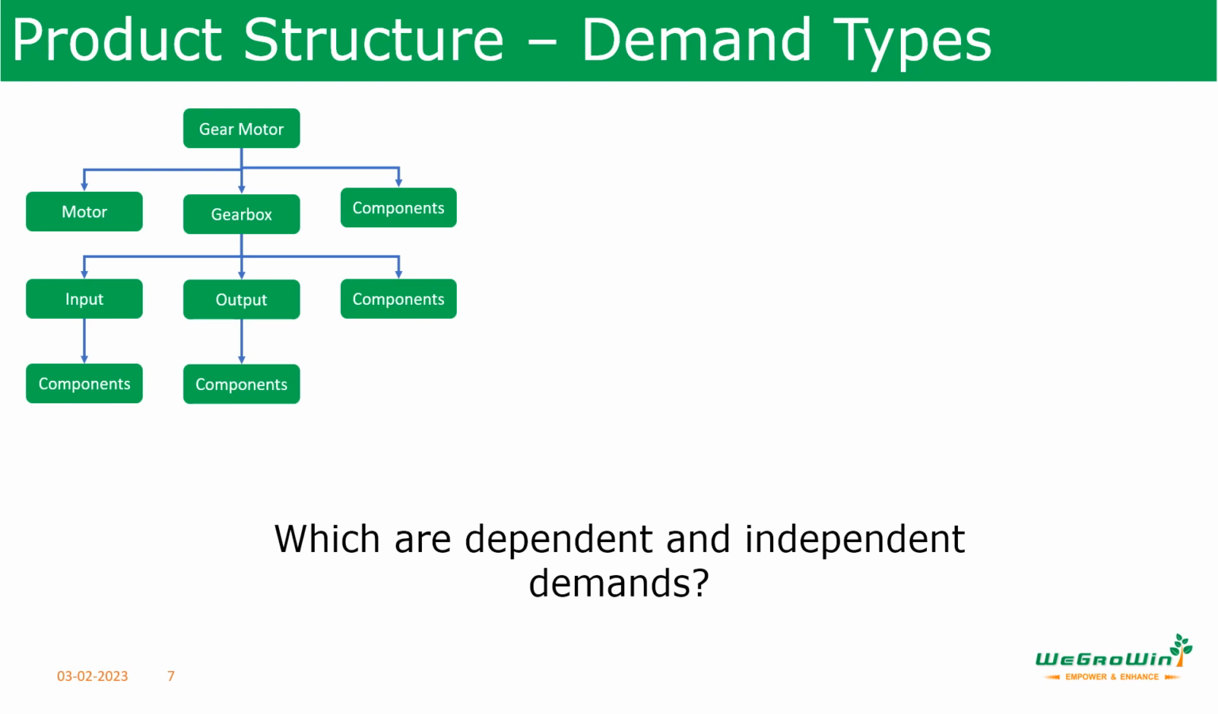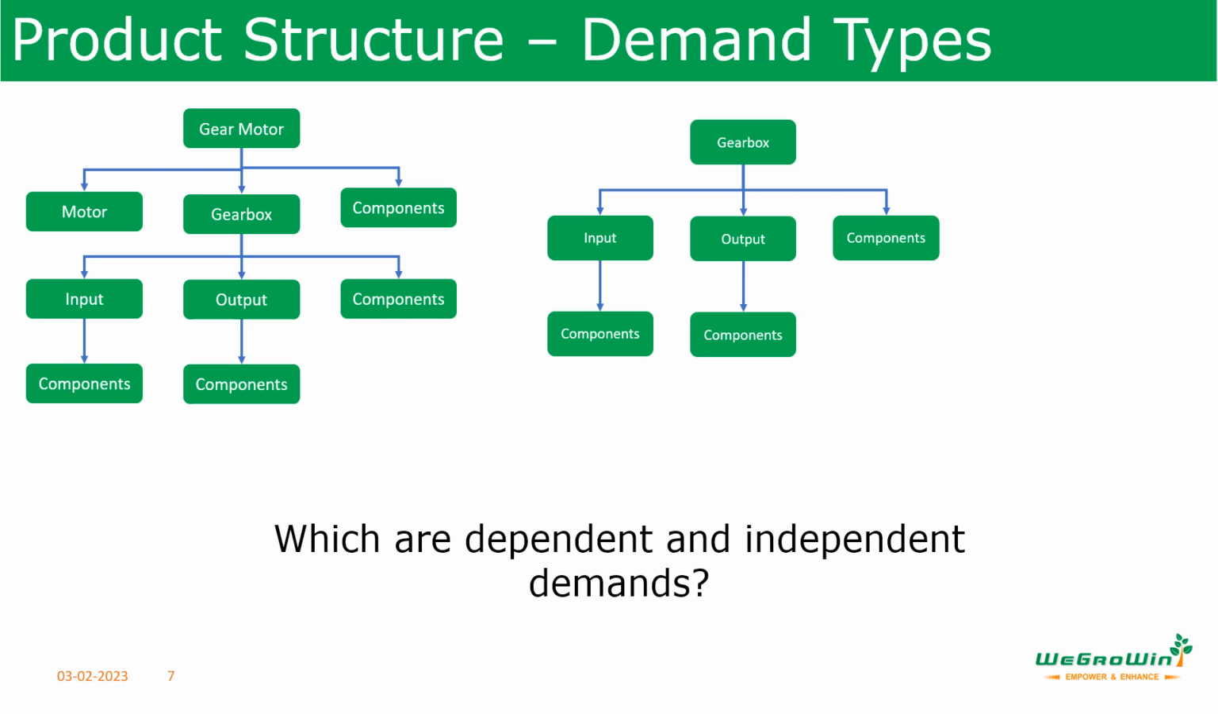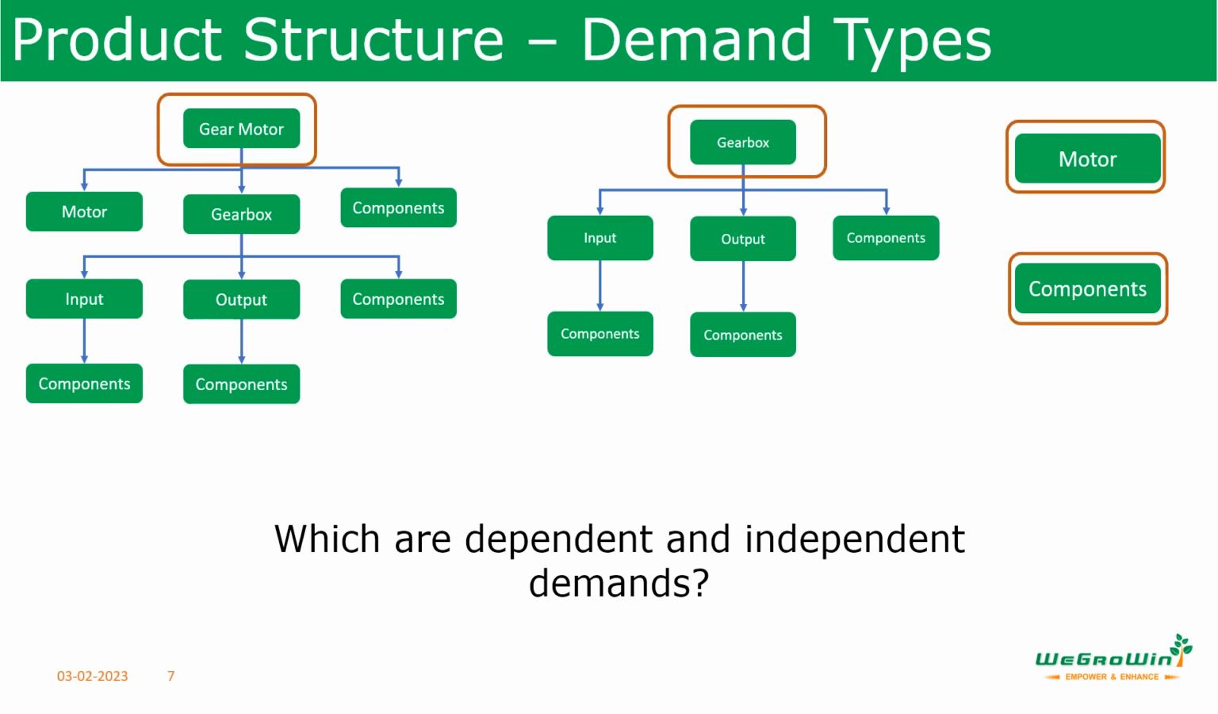Here, which is dependent, which is independent? Similarly, to produce a gearbox, we have input and output. Now, there is a requirement from the market for the gearbox. So in this case, which is dependent, which is independent? Next is the motor. There is a market requirement for it, and there are some components that also have a market requirement. So which means these gear motor, gearbox, motor, and components are all independent demands, right?